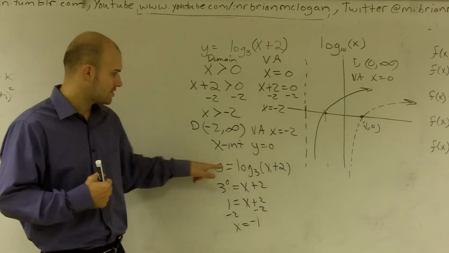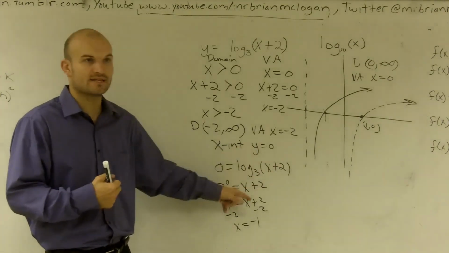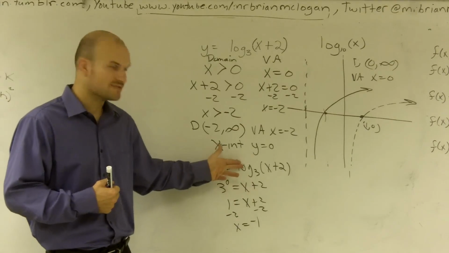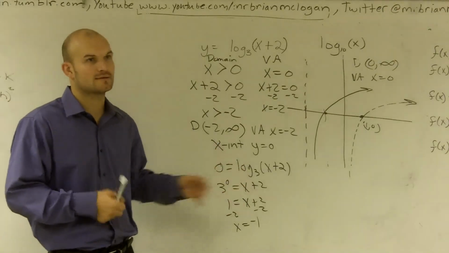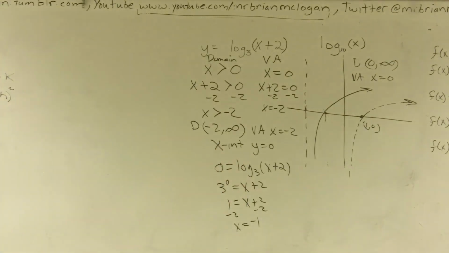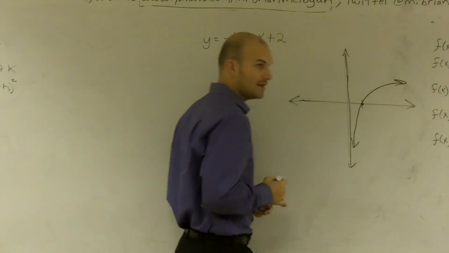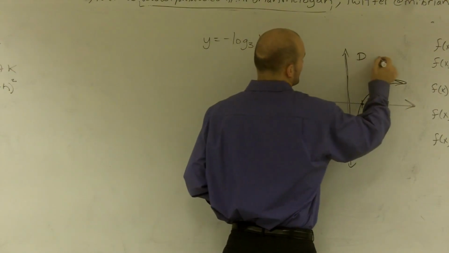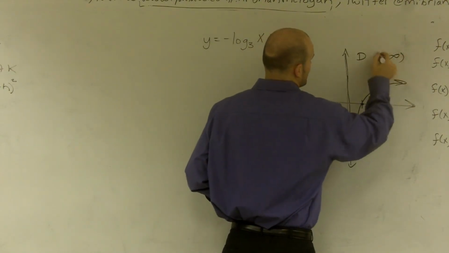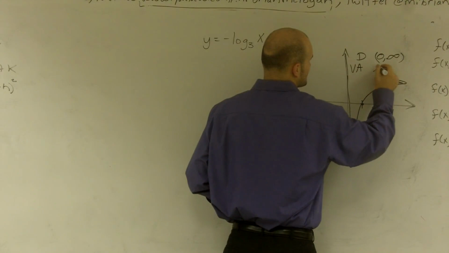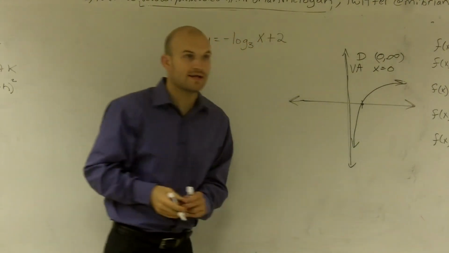3 raised to the 0 power equals x plus 2. That is what we did, remember, in our warm-up. Transferred this to this. That's what we practiced today in the morning, right when we started class. We have this. It's going to go right there, right? And what we said was our domain is from 0 to infinity, and our vertical asymptote was when x equals 0. All right?